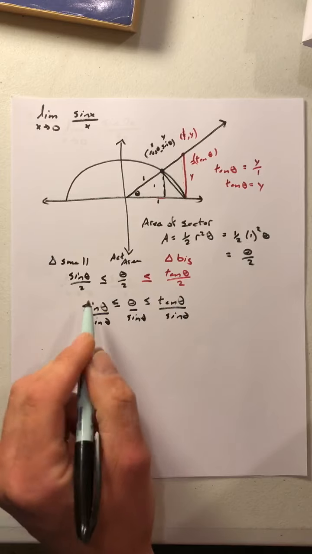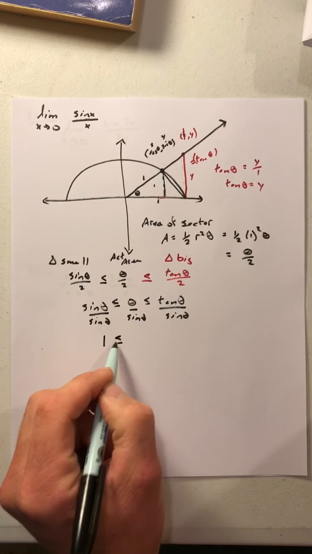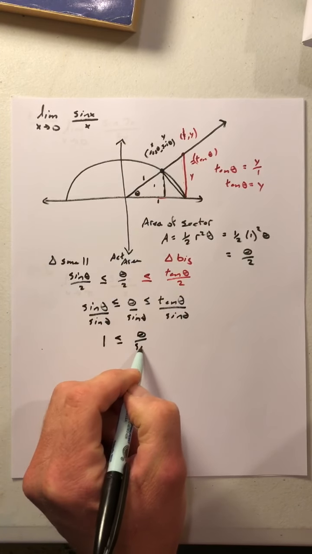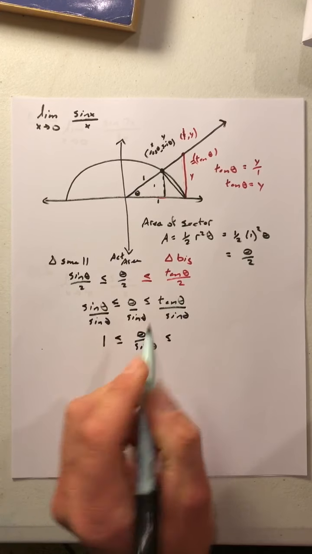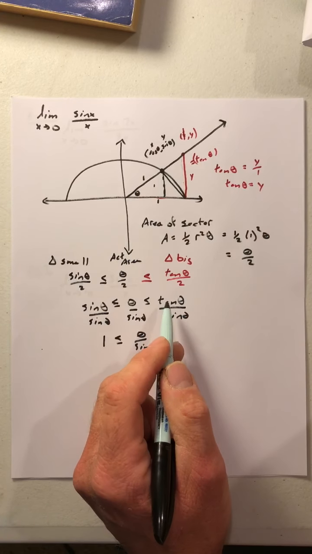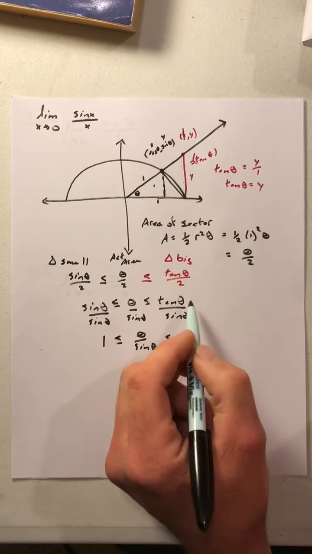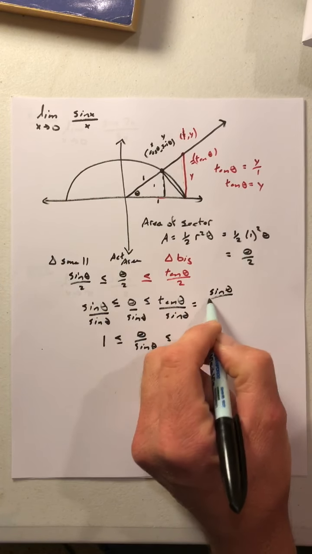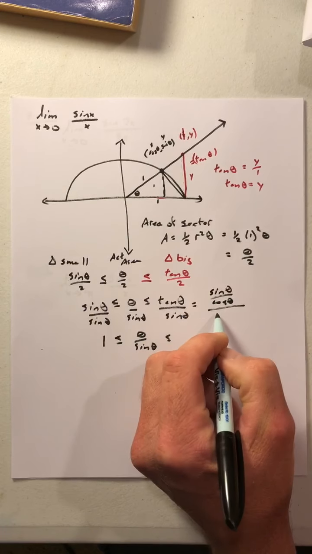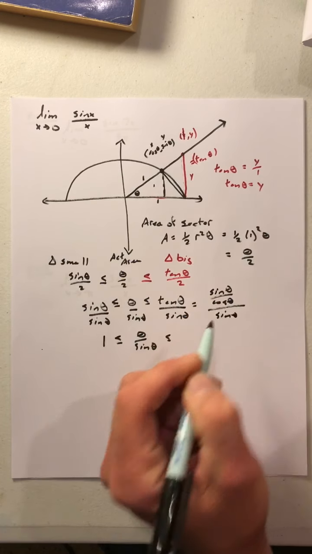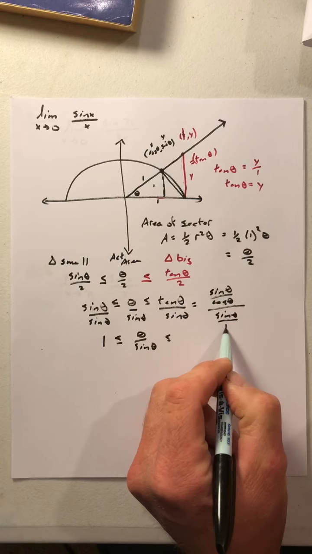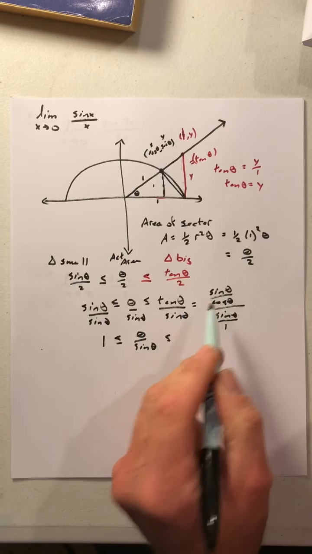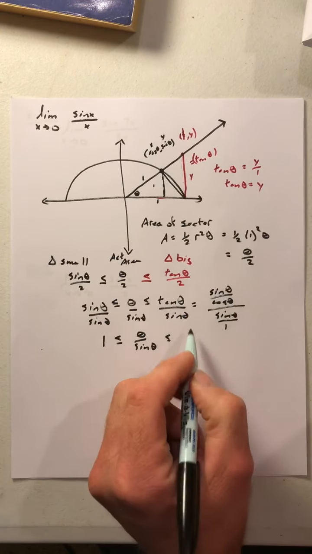And if I divide that, then I have 1 is going to be less than or equal to theta over the sine of theta, which is less than or equal to, well, if I have the tangent of theta divided by sine of theta, I can simplify that by taking it as sine of theta over the cosine of theta divided by the sine of theta. This is over 1. Flip and multiply. I end up with 1 over cosine of theta.